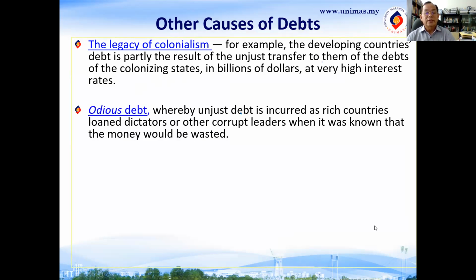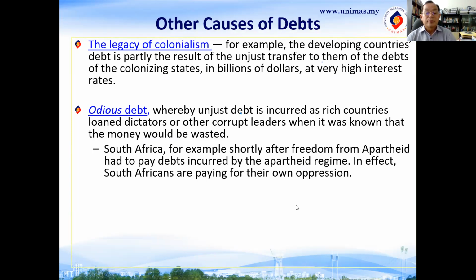Okay. The second is what is known as odious debt, whereby the unjust debt is incurred as rich countries loan dictators, that is, they give loans to rulers who are dictators or corrupt leaders, when it was known that the money would be wasted and would not bring results. Right, so that is odious debt.